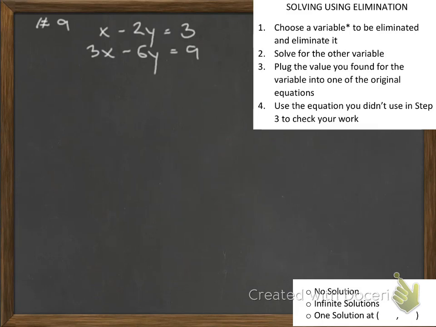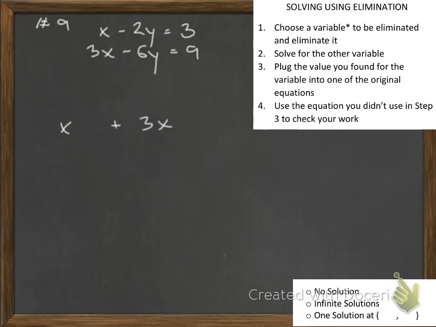Let's look at this last example. We have x minus 2y equals 3, and we have 3x minus 6y equals 9. So again, if we were to simply add these, we get 4x minus 8y is equal to 12, which eliminates neither x nor y. So we have to do something to this equation in order to make the variables have the same coefficient and opposite signs. You can pick x or y. I'm going to choose x.